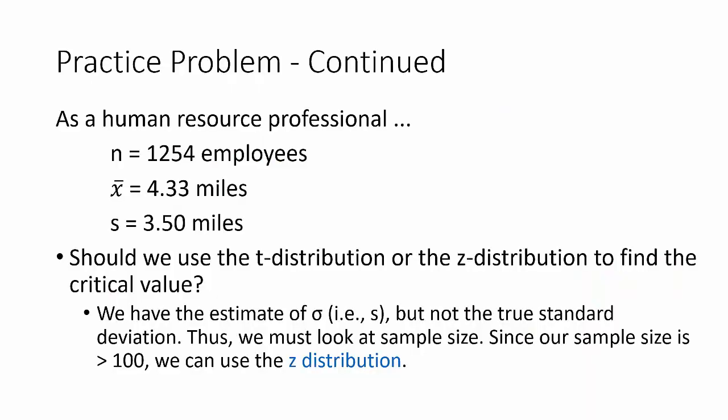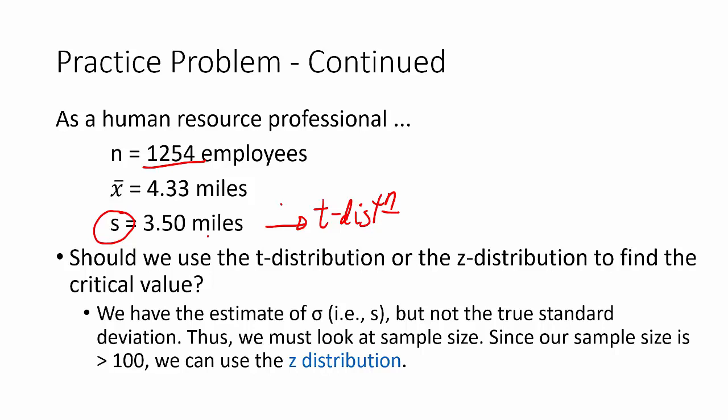We've got this human resource professional. They've collected this sample data from a survey. Should we use the t distribution or the z distribution to find the critical value or to calculate the confidence interval? Well, we have a sample standard deviation. So this tells us we might have to think about the t distribution. However, our sample size is quite large.